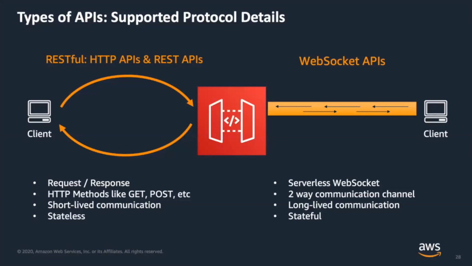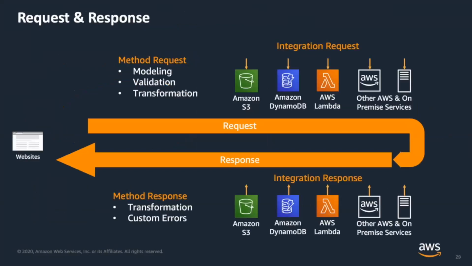Okay, and this is a good choice for applications like chat clients. Now let's take a look at the life cycle of a request and a response when we're integrating with an AWS service. So when a request comes in, you're going to get a method request, and in this method request, certain actions can happen. So we can do modeling, validation, and also transformation.